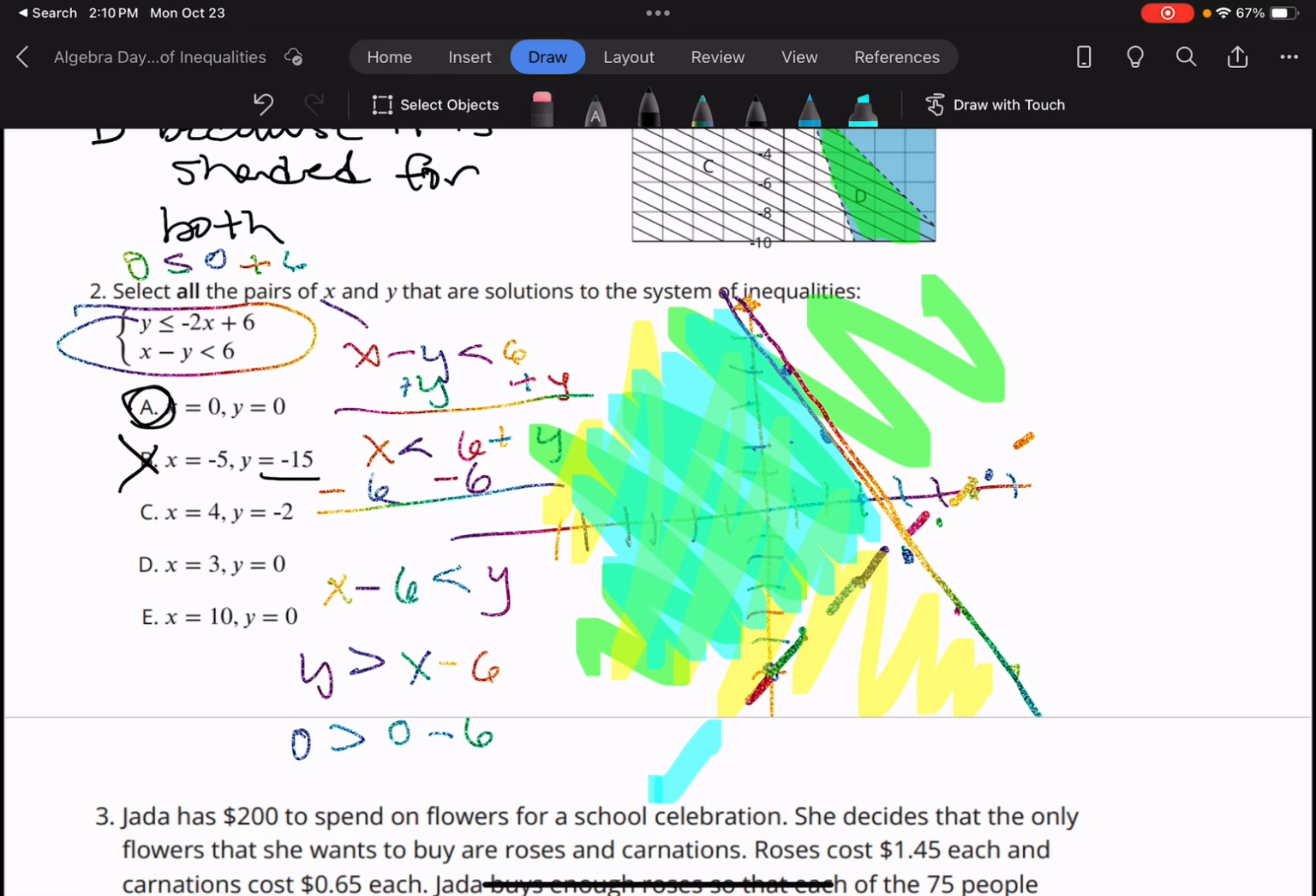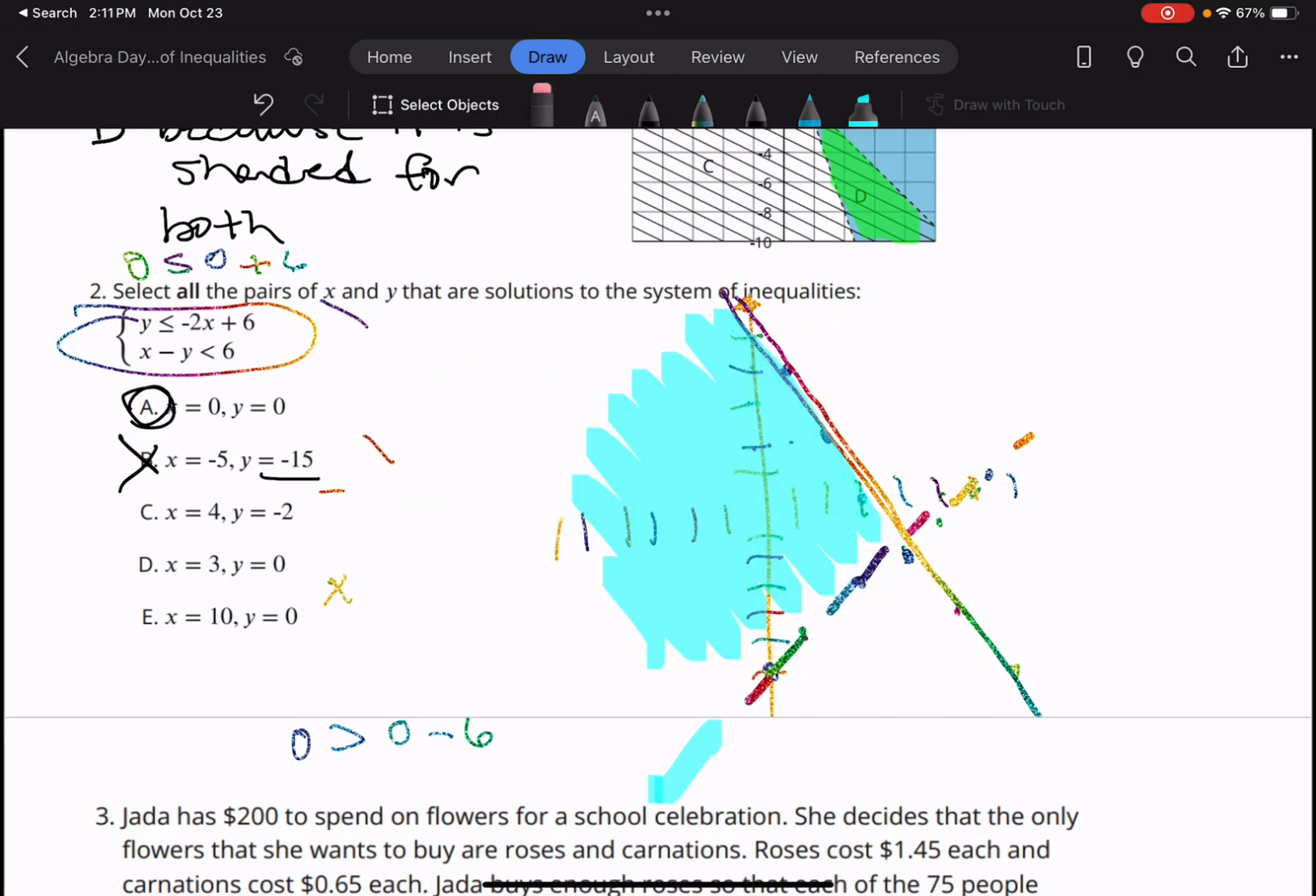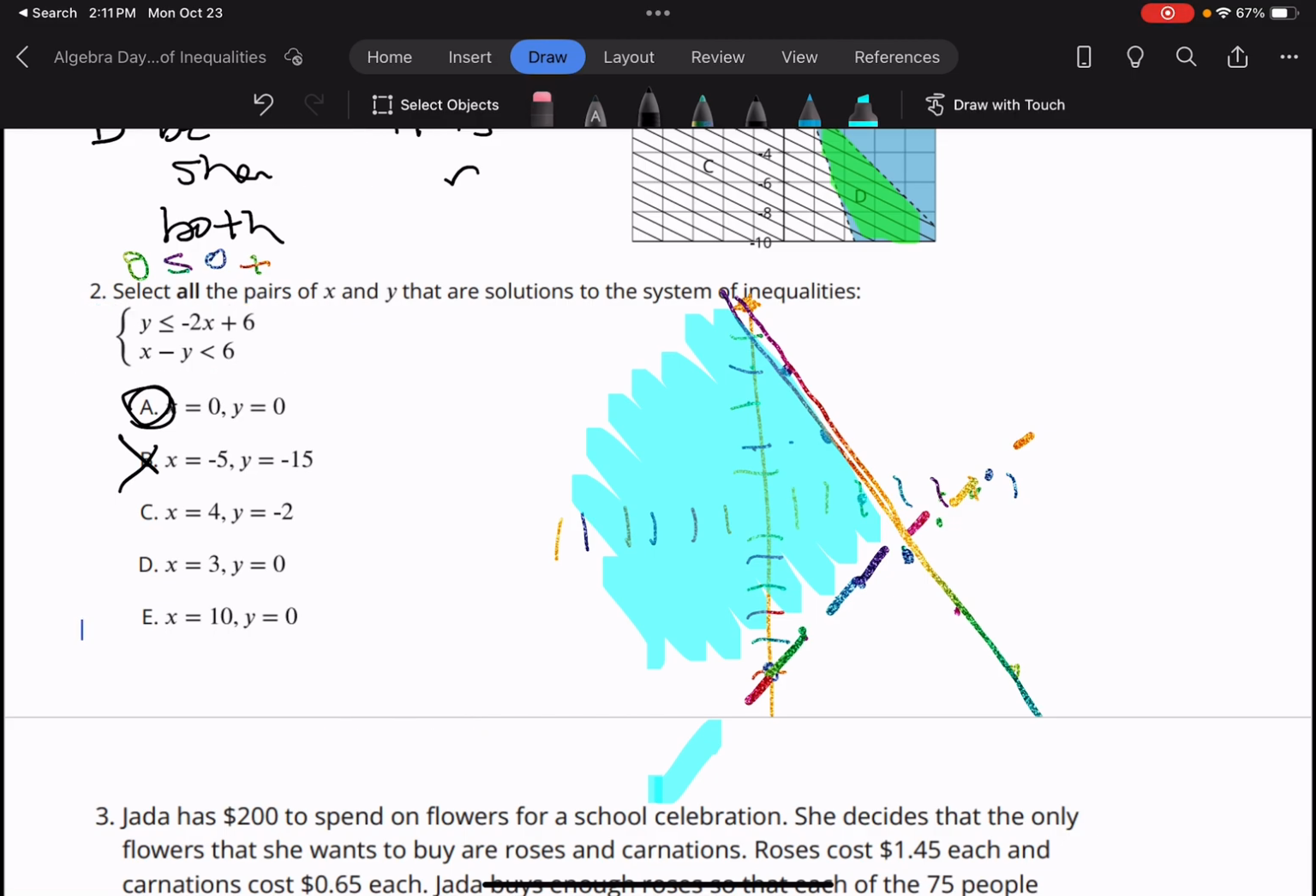On your graphing calculator, it might be easier to see. Let's erase some things here. So graphing can help you to find those solutions if you have a pretty accurate graph.